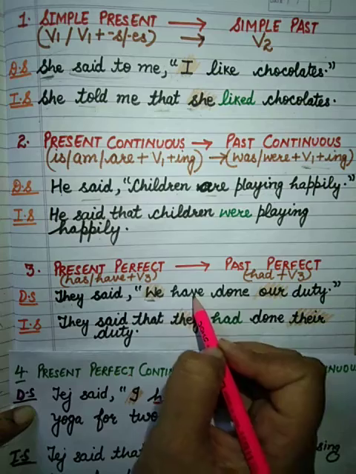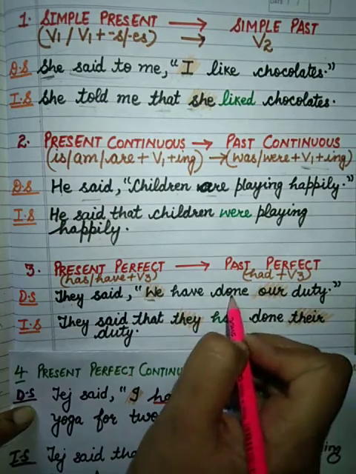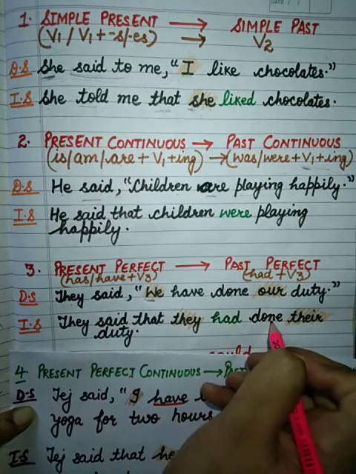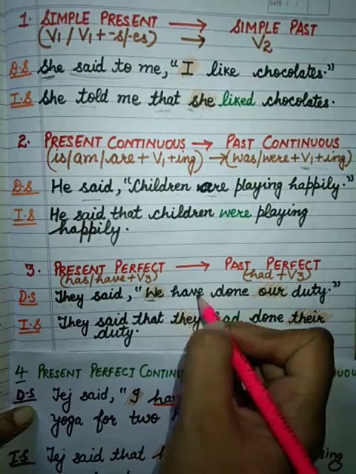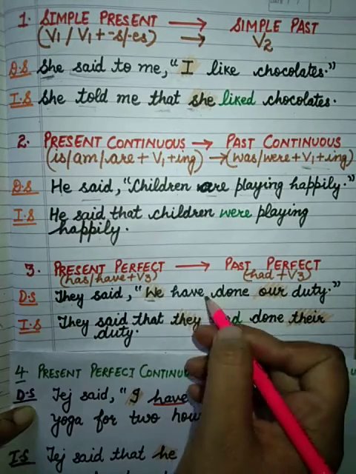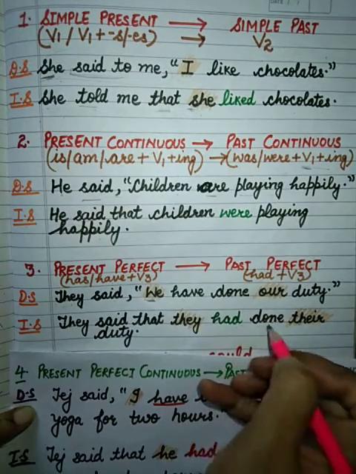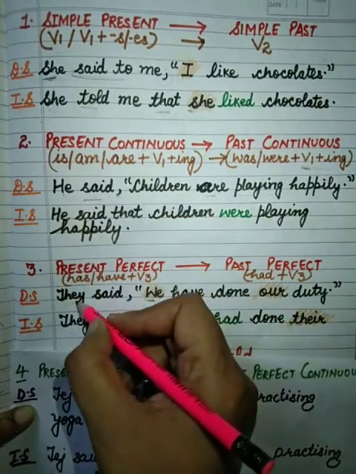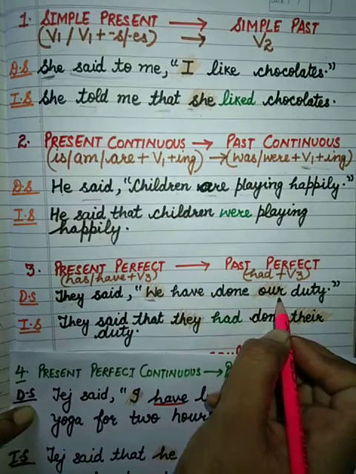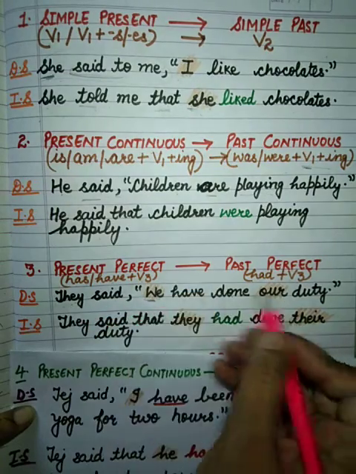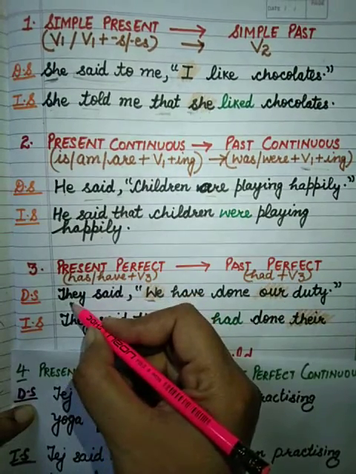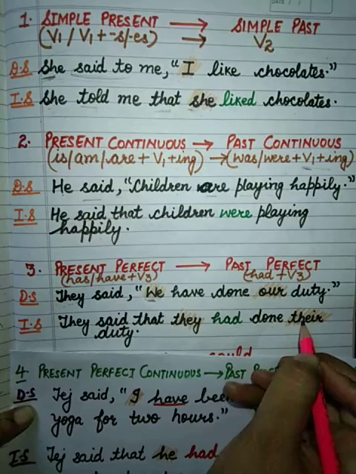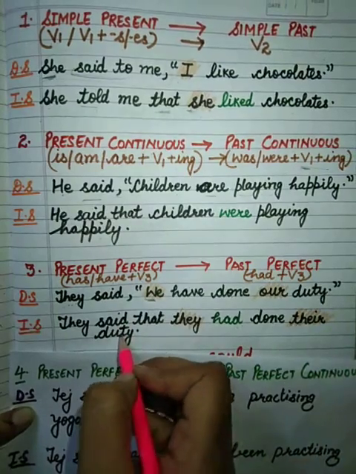And here have changes to had, because here also the third form of verb is used. So you need to change only this one. Have changes to had. Done. There, our changes according to the subject. This is the first person, used for first person, so it will change according to the subject. It becomes their duty. Okay.